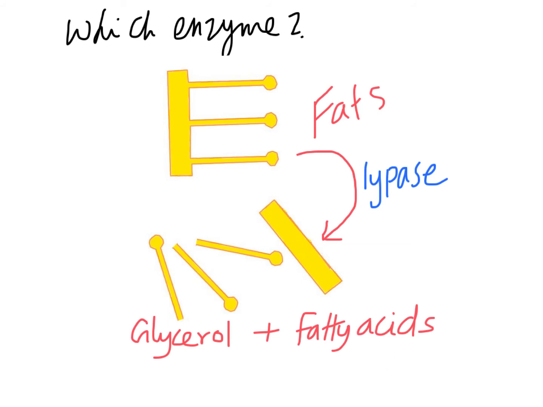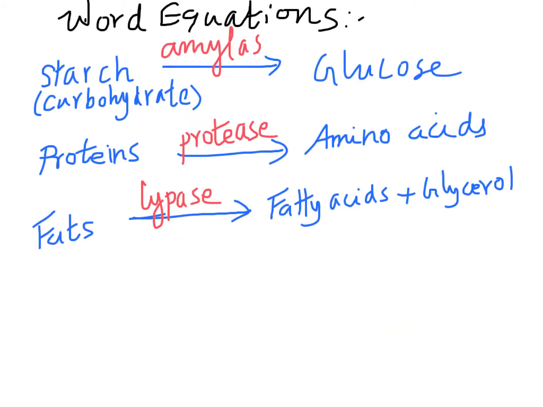You should also be able to write a word equation for any of these three types of enzymes and the main bigger molecule and the products that are made by breaking down the bigger molecule. Here are the three word equations that you need to know. You need to know the name of the enzyme which is breaking down a particular bigger molecule, and you should be able to write word equations in this format.